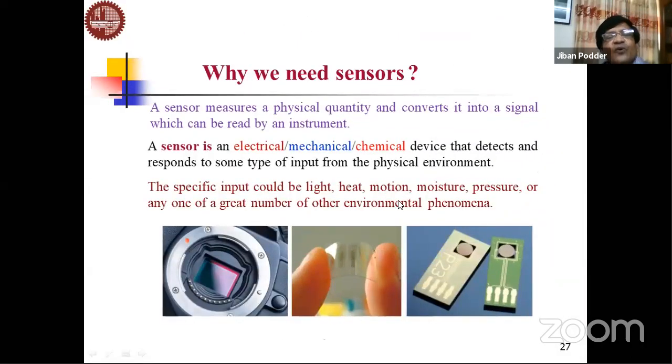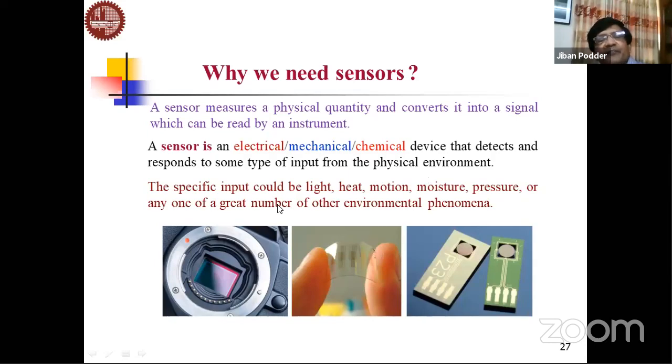Here, why do we actually need sensor materials? A sensor is an electrical, mechanical, or chemical device that detects and responds to some type of input from the physical environment.